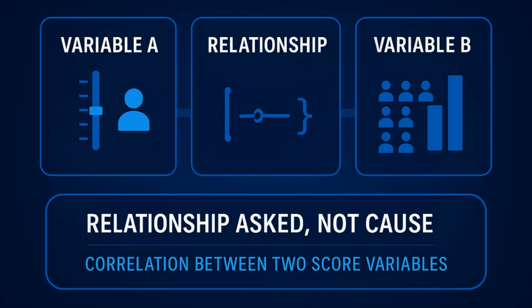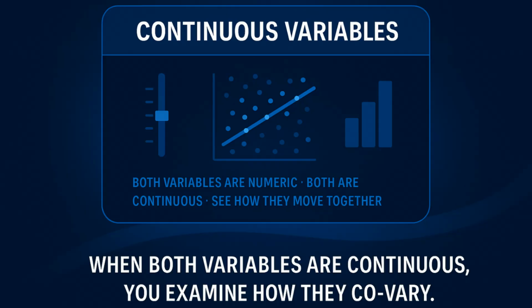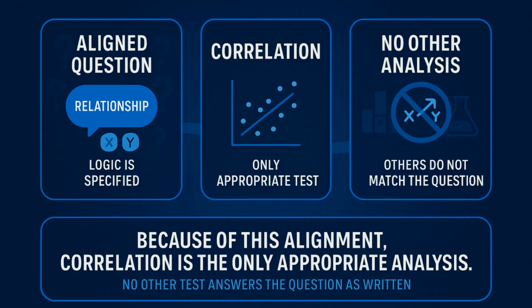To see how this alignment works from start to finish, consider a simple example. Imagine a study asking, what is the relationship between teacher self-efficacy scores and student engagement scores? The verb is relationship. Both variables are measured using validated scales that produce numeric scores. The outcome is continuous, the predictor is continuous, and the goal is to see how the two move together. Because of this alignment, correlation is the only appropriate analysis. No other test answers that question as written.